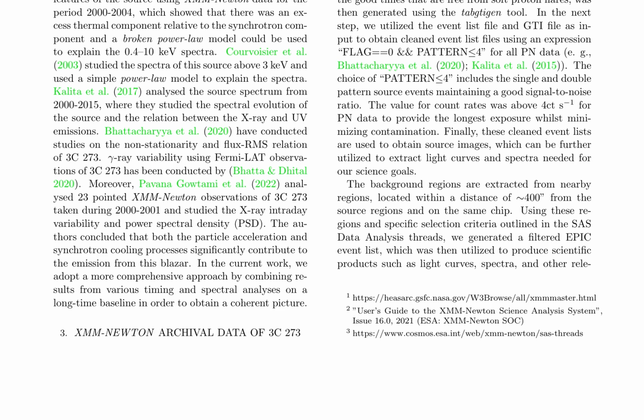The data processing involves generating light curves, checking for soft proton flares, and producing calibrated event files using the SAS data analysis software. The authors then generate cleaned event list files, extract source images, and utilize them to obtain light curves and spectra necessary for their science goals. Background regions are extracted from nearby regions, and filtered epoch event lists are generated to produce scientific products such as light curves, spectra, and other relevant data.